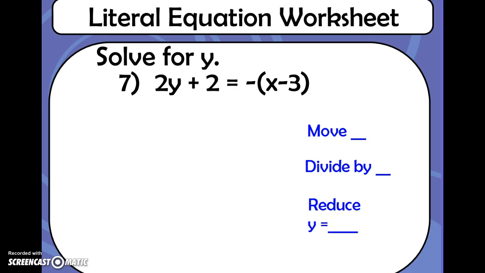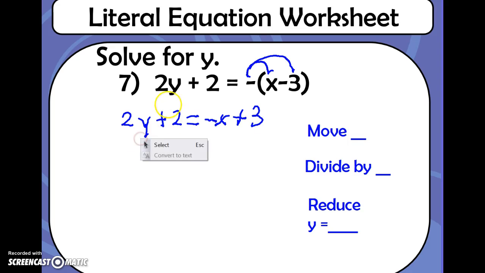Question number 7 on your homework tonight distributes a negative sign across the right-hand side. So on the left-hand side, we're just going to rewrite that 2y plus 2. And when we get to the right-hand side, we're going to distribute the negative sign like it is negative 1 times x, which is just negative x. And we have negative 1 times negative 3, which is positive 3. And now we can solve.